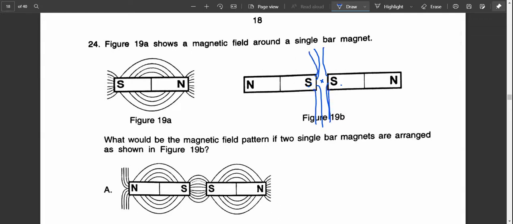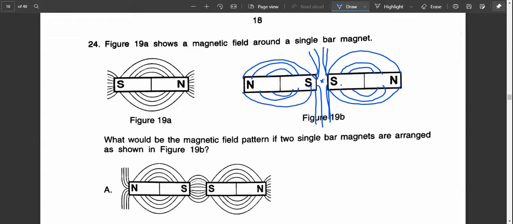After that my advice is to keep it simple. Draw 1, 2, 3, 1, 2, 2. Actually it should be until the end. Let's draw it till the end of the pole. Then 1, 2, 3, 1, 2, 3, 1, 2, 3. So that's the simplest representation of a magnetic field.